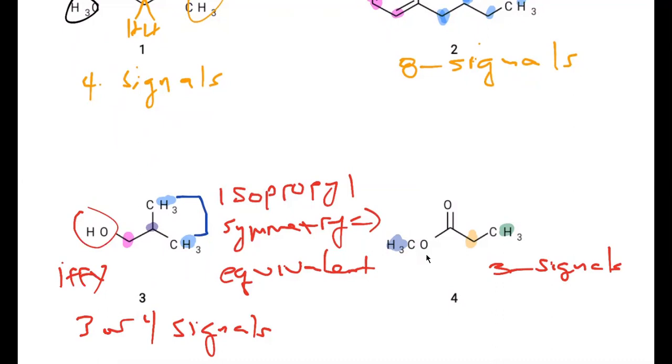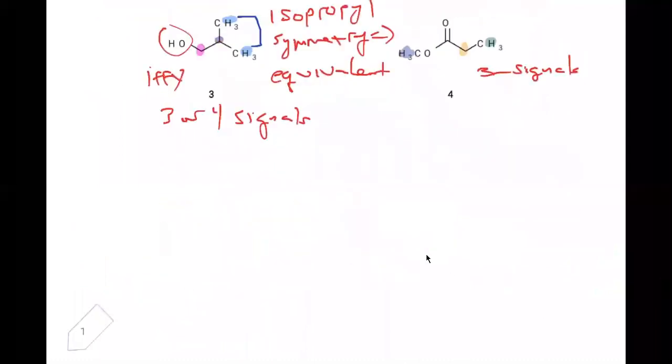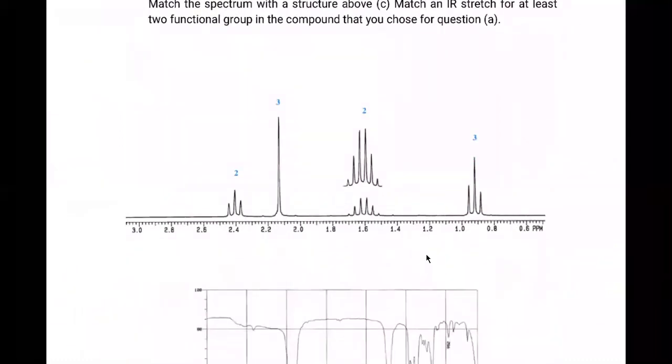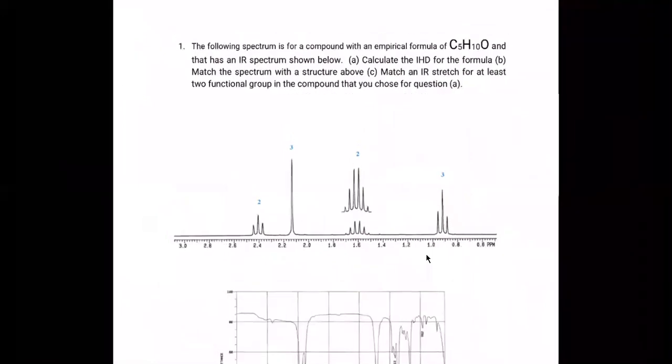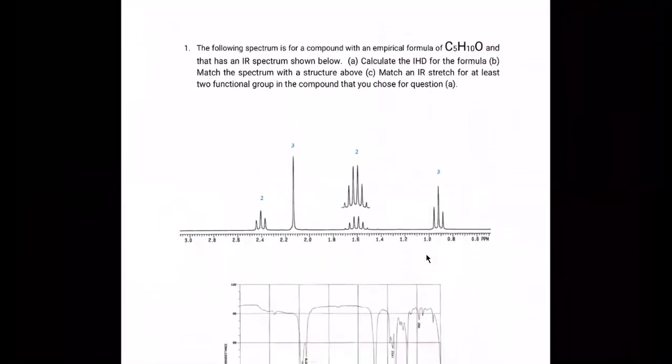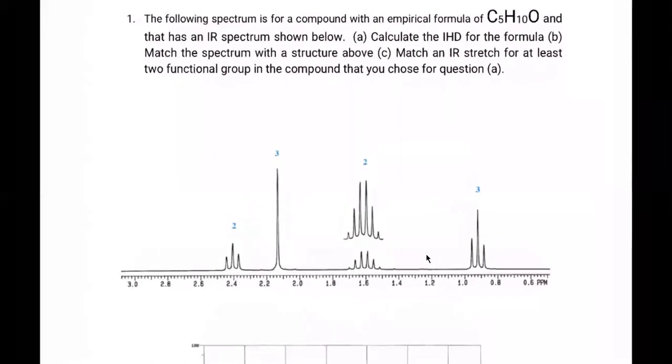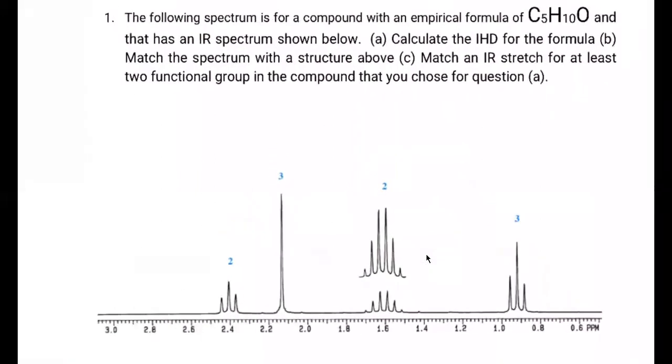So knowing that, when we start looking at the spectra, we can eliminate certain compounds based on the spectra. So let's see what we got. We're going to start with this first spectra right here. And first of all, let's read the question, because it gives us a couple of things to do. First, it says calculate the IHD, which we're not going to do. That's just the index of hydrogen deficiency or degrees of unsaturation. It tells you how many rings or how many double bonds are present.